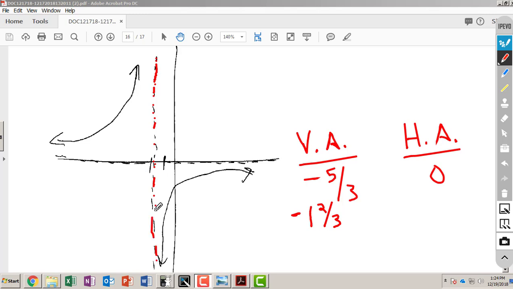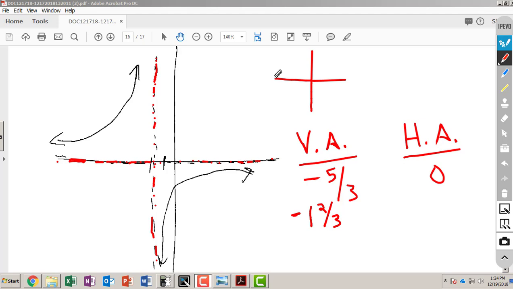And my horizontal asymptote is at 0. Even though I wouldn't be able to see it, it's going to be sitting on that axis. So I'll make it the best I can with this pen right here. Okay, now if you remember right, we know our basic shapes for our rational functions.